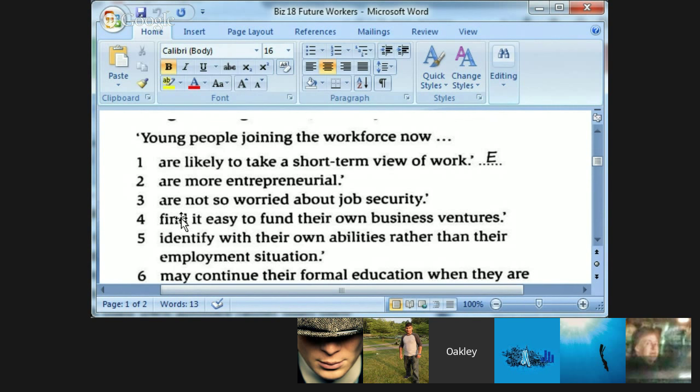Mustafa, number 3. Okay, the opposite side of the coin. So really you're talking about the same thing. Not so worried about job security. So very much has to do with being an entrepreneur or not. So Mustafa, do you think young people are more worried about job security or less than generations before? Less. Okay. And why?